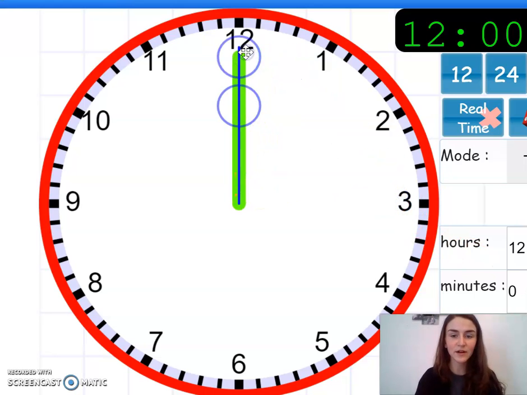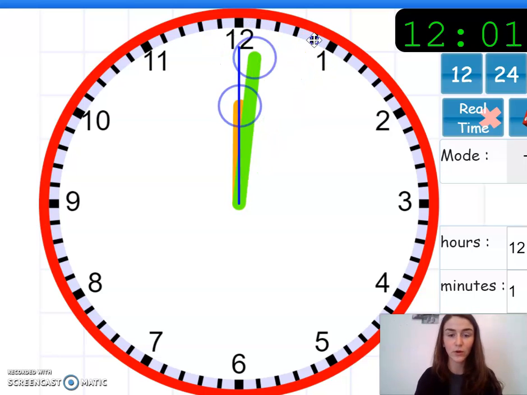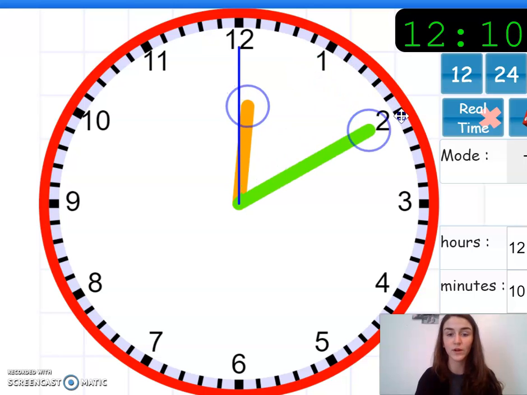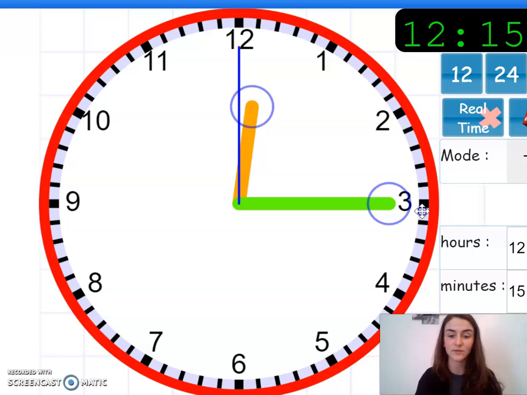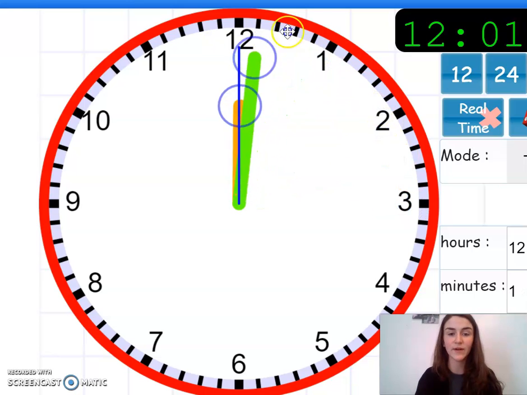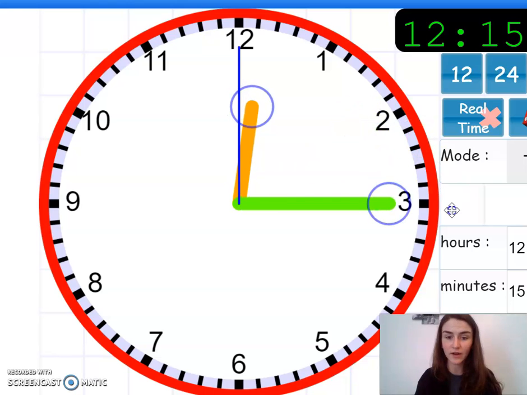All right, so let's say our clock is right here. It's set at 12 o'clock. Remember when we do our 5s, every time we hit a new number, that's 5 minutes. So we count by 5s, right? From 12 to 1, that's 5. 1 to 2, that's 5. 2 to 3, that's 5. So if we count up by 5s, 5, 10, 15, and so on, right?